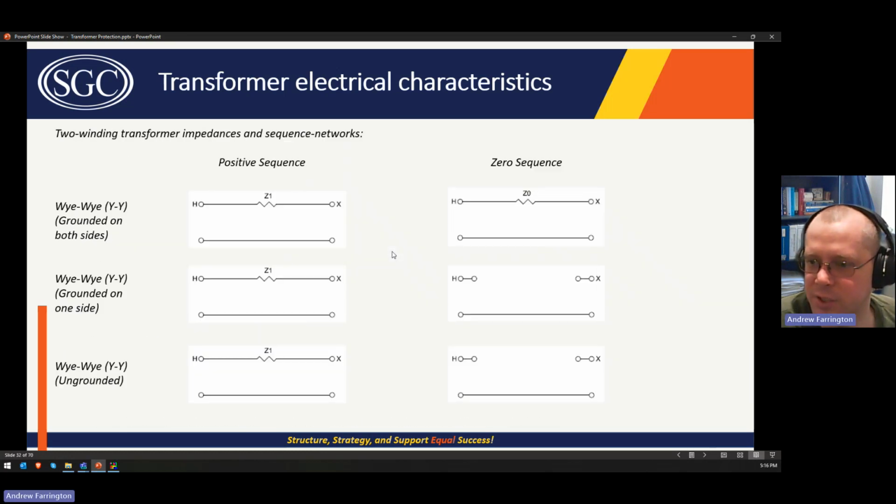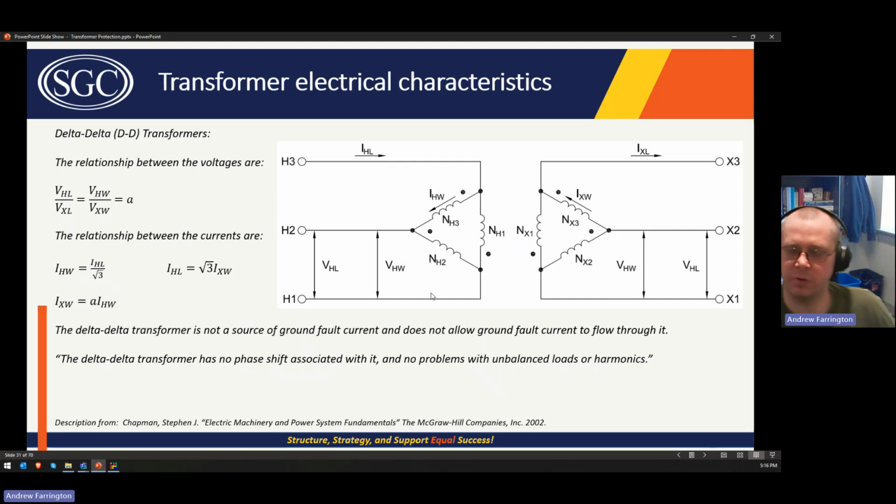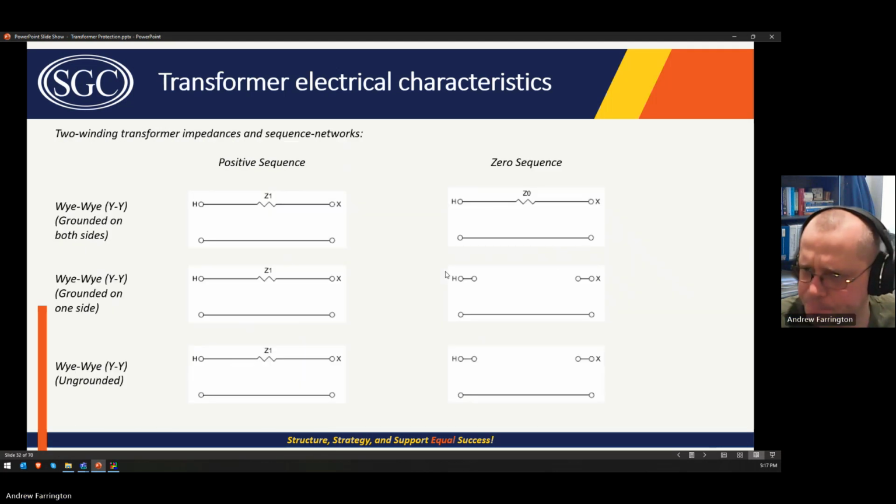And then delta delta is also an option. They don't have issues with third harmonics, but they have no ground source. My understanding is that they're being used a little bit more commonly with distributed generation now, but I've never actually worked on a project that had a delta delta transformer. So I guess that's about it on delta delta transformers. I guess we don't have the time to spend discussing further.